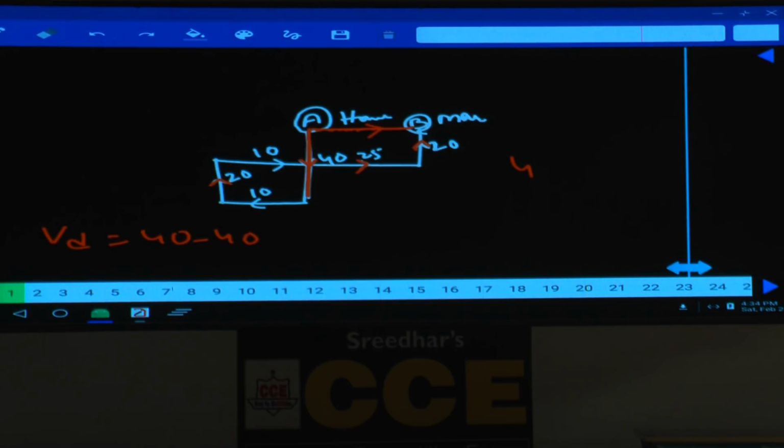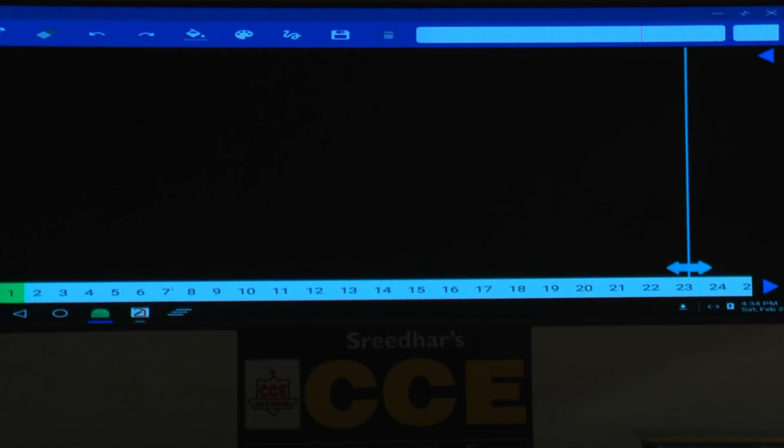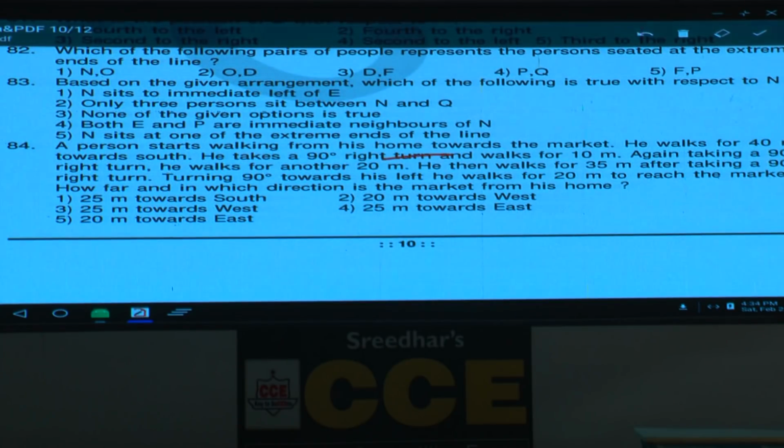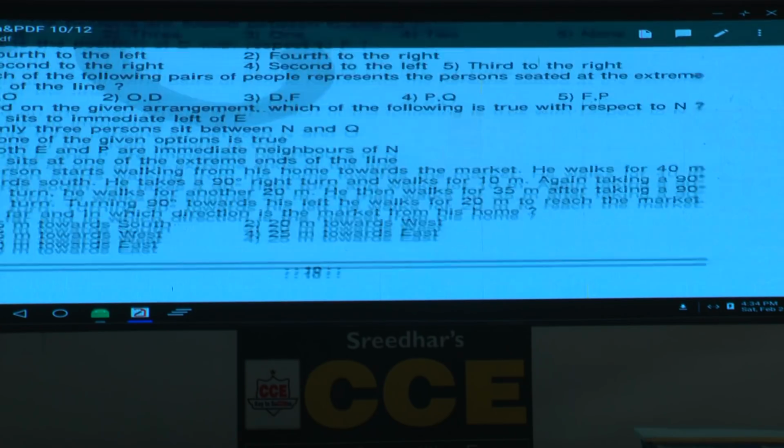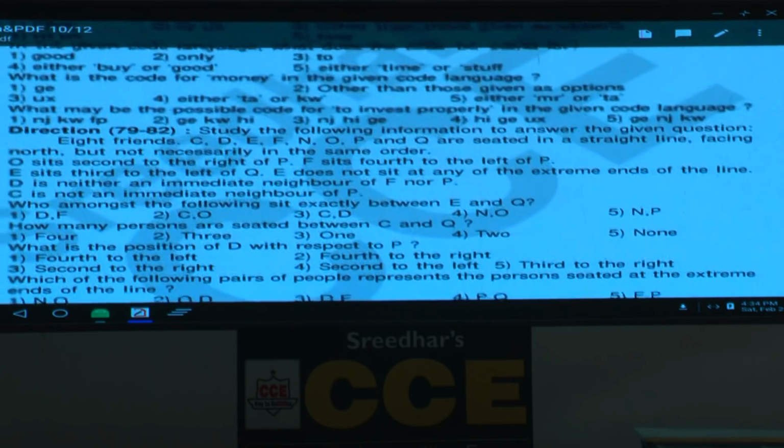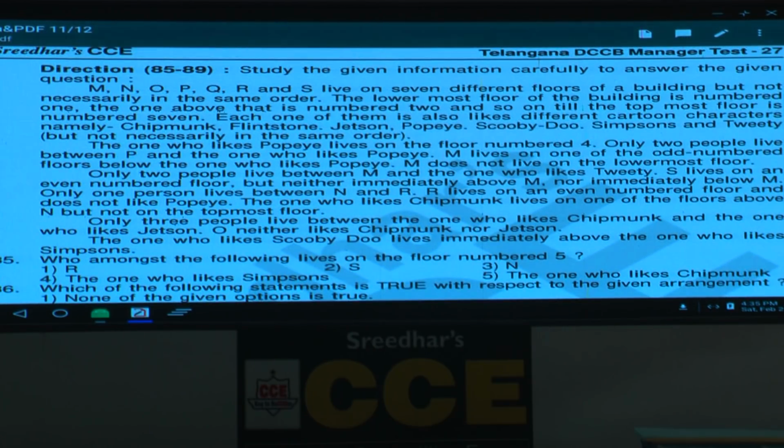Then 85 onwards. Now, question number 85, 85 to 89, M, N, O, P, Q, R and S are the 7 persons who live on 7 different floors of a building, but not necessarily in the same order.